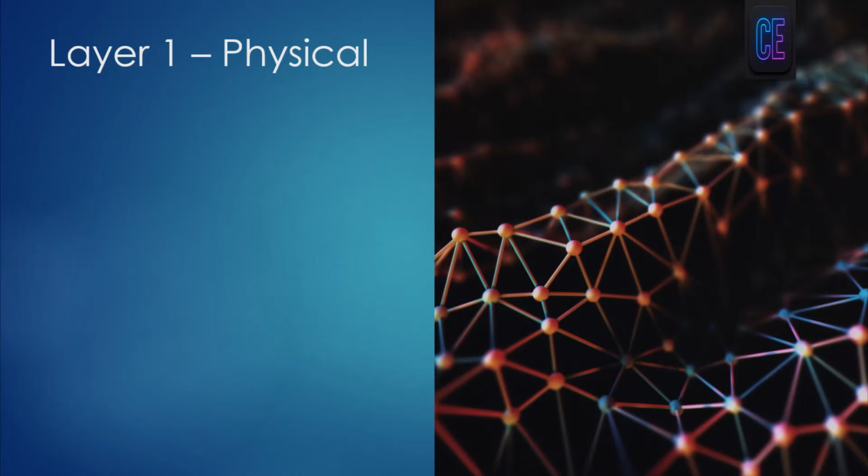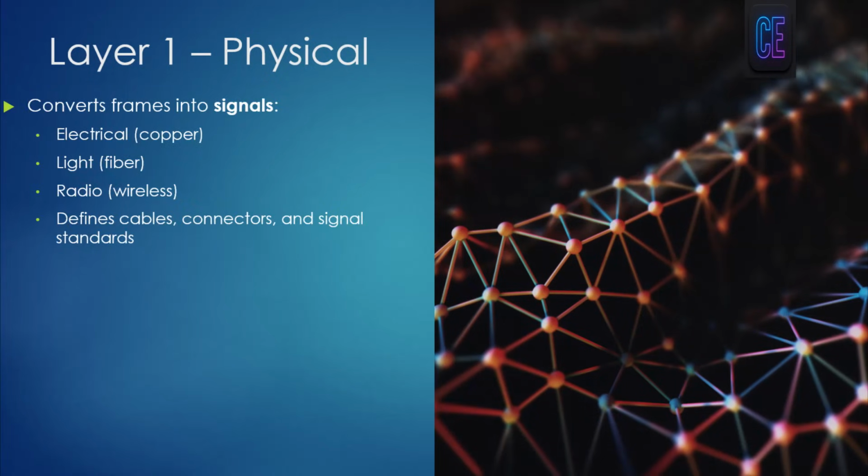Layer 1, physical. The physical layer deals with the actual transmission of bits across the network medium, and this converts frames into signals. That's where you have electrical, which is copper, then light for fiber, and radio for wireless. It defines cables, connectors, and signal standards. The PDU is a stream of bits, ones and zeros.